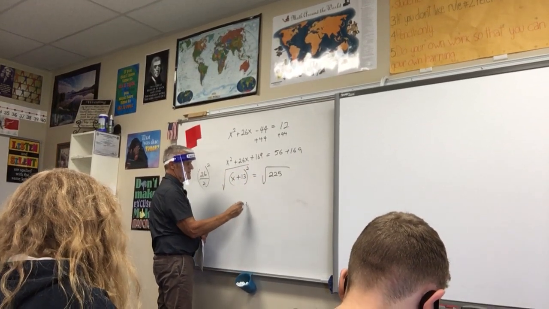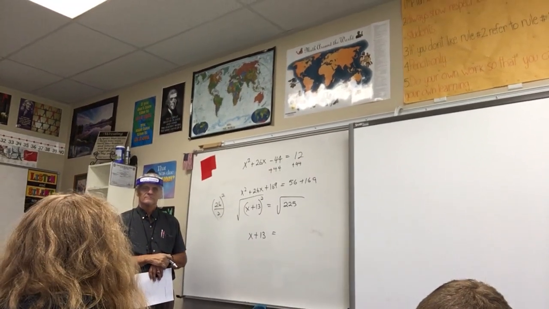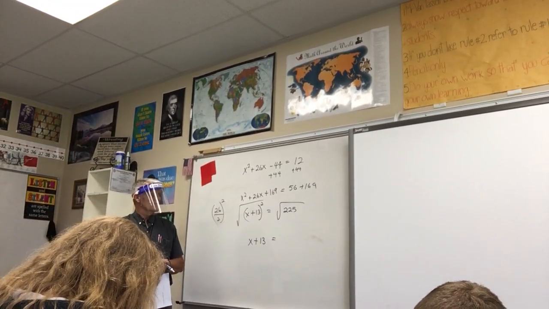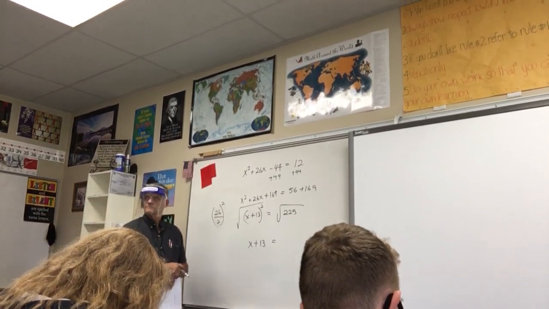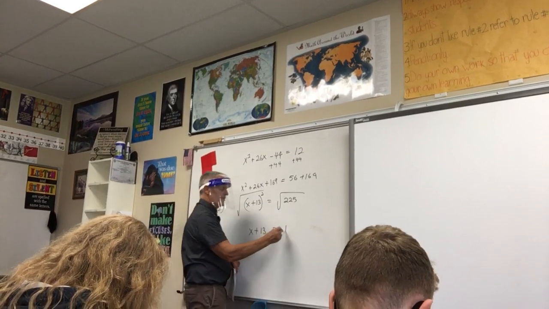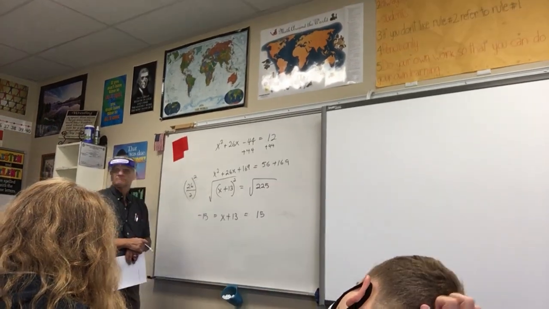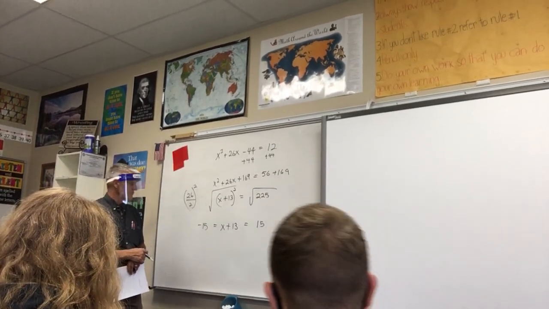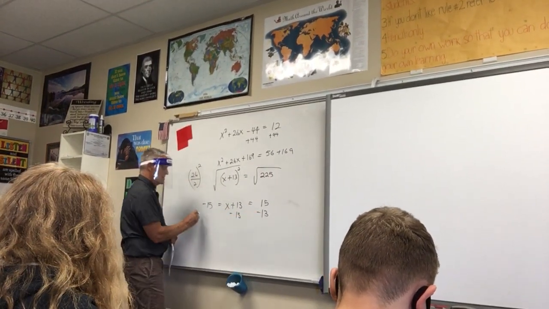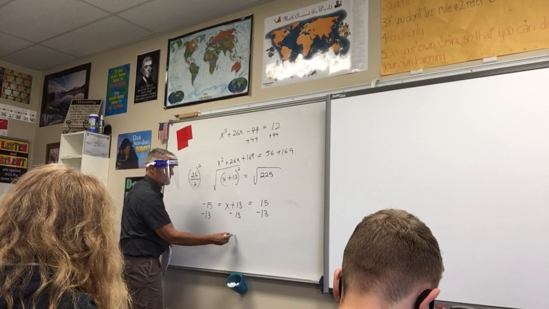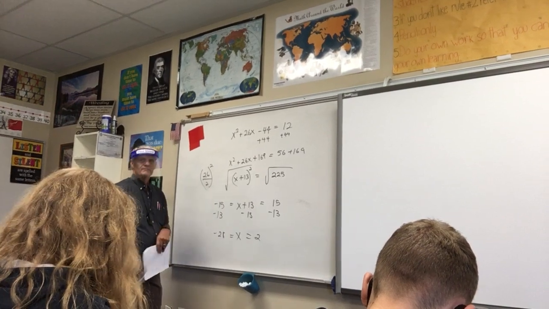x plus 13 equals what's the square root of 225? 15. So I have a 15. Now if I want, I can do it like we did before and put the negative 15 here. For some of you that is easier, or you can put it over here, I don't care. Minus 13, minus 13, minus 13. So x is equal to 2, or it can be negative 28. I'm done.